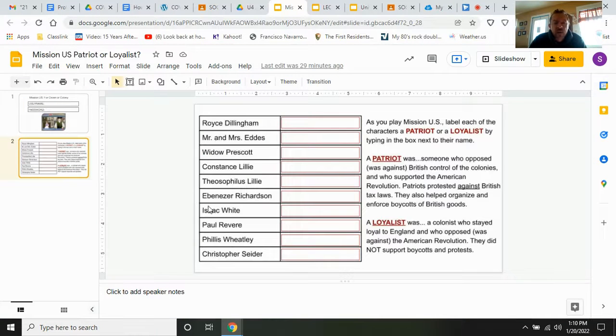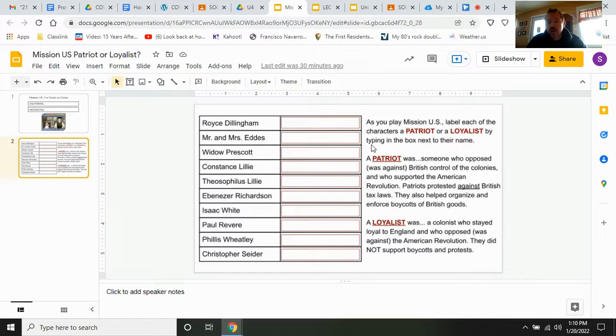Your slide in your journal. This is what you're doing during the game to prove to me that you played it. As you go through and you talk to each of these characters, they will all pop up at various levels in the game. You're going to be trying to figure out, are they a patriot? Are they someone who is supporting the colonies in their struggle against England? Or are they a loyalist? Are they someone who's staying loyal to England and is against this revolution?